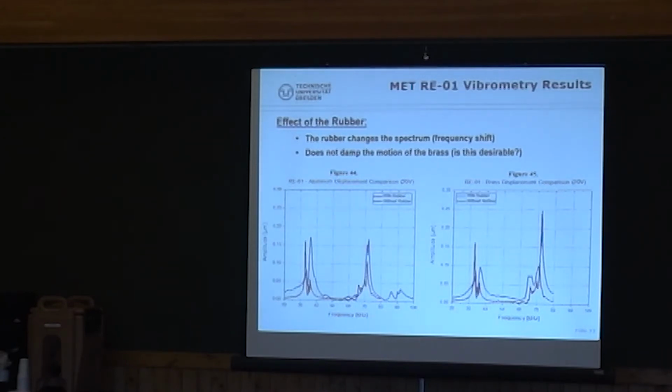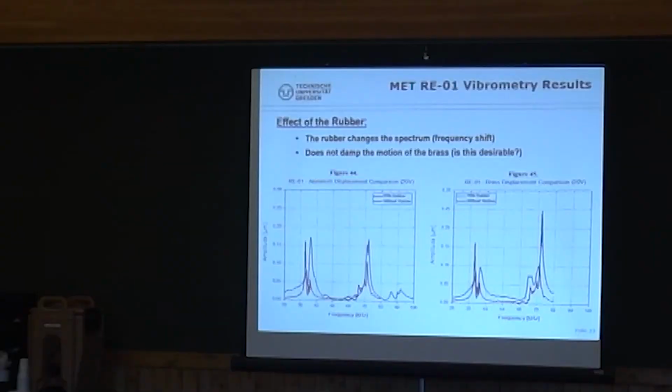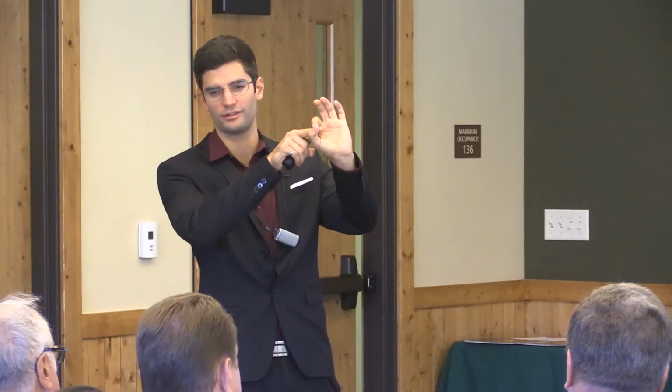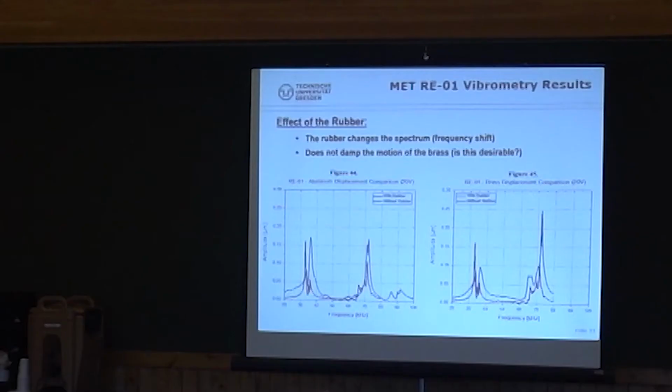The graph on the left is the aluminum displacement. I'm looking at the aluminum mass with my laser, seeing how it's moving. The graph on the right is the displacement of the brass. I'm on the other side with my laser, looking at how the brass is moving, in between, in the bracket, looking at the brass, not at the bracket. The blue curve is with rubber, the red one is without rubber. On both graphs that's the same.